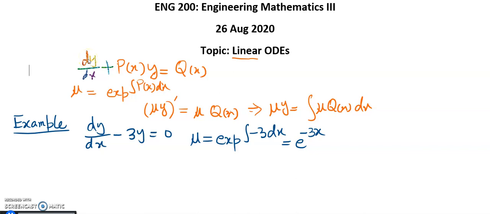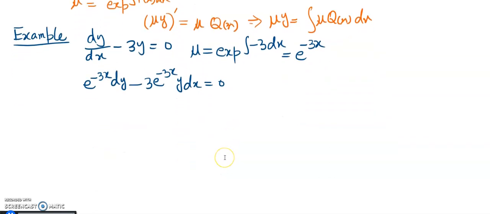Now if I multiply by e to the power minus 3x, it will be e to the power minus 3x dy, and then I also multiply by dx, so it will be minus 3 e to the power minus 3x y dx, which is equal to 0. The equation becomes like this. 0 multiplied by e to the power minus 3x is the same. Now we have to identify what this left hand side of this equation is.